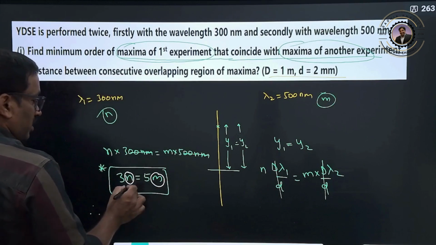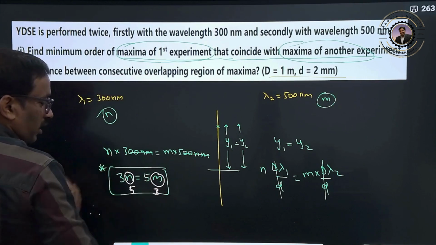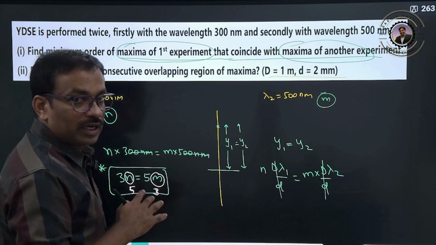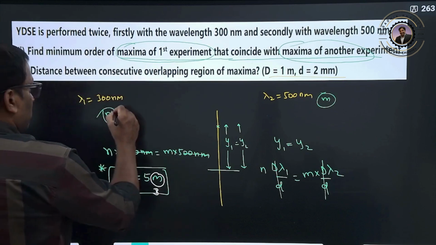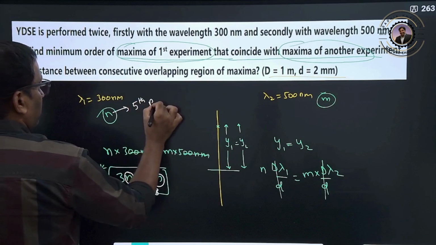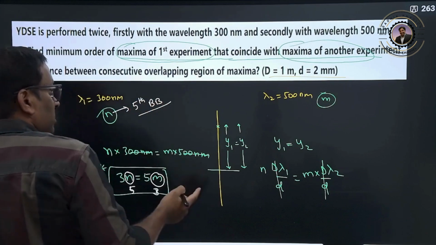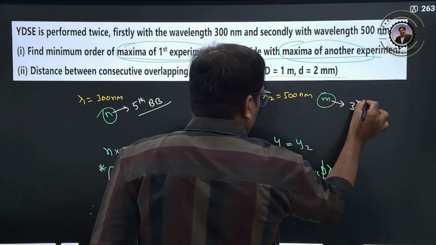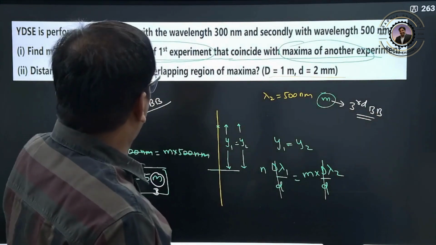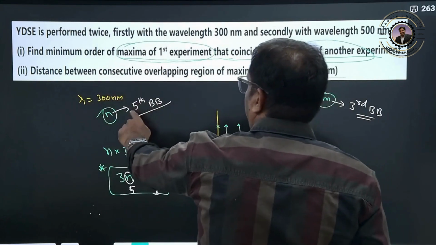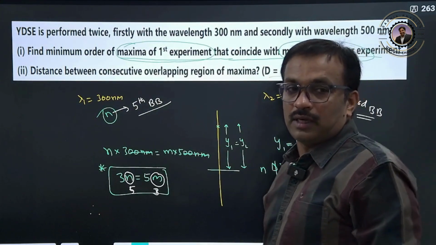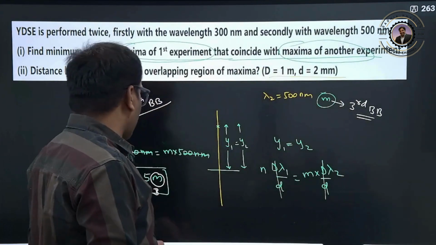So the minimum number is where I can multiply with 5 and with 3. Here 5 times 3 is 15, and 3 times 5 is 15, it will be the same. Below those numbers, it is not making equal. So when you are doing the experiment with lambda 1, the fifth bright band coincides with the third bright band of the second experiment. They are going to coincide, clear? In this way you have to identify it.